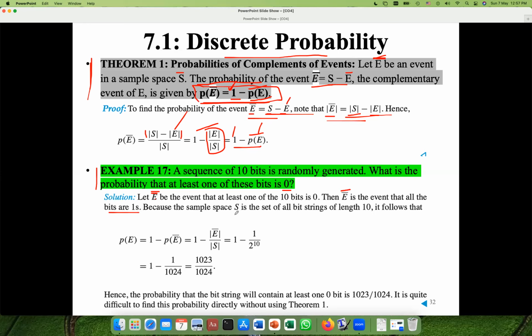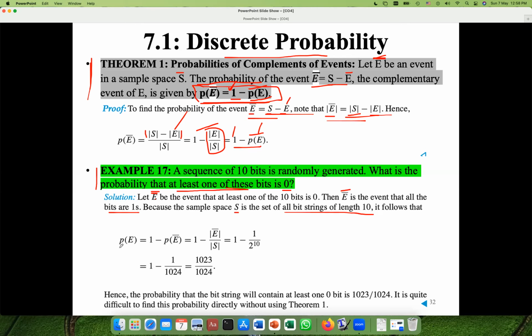And what is the sample space? All bit strings of length 10. We are not saying 0 or 1, all bit strings with length 10. So this is the sample space. Now, according to that theorem or equation, what we have to do is calculate the probability of E.